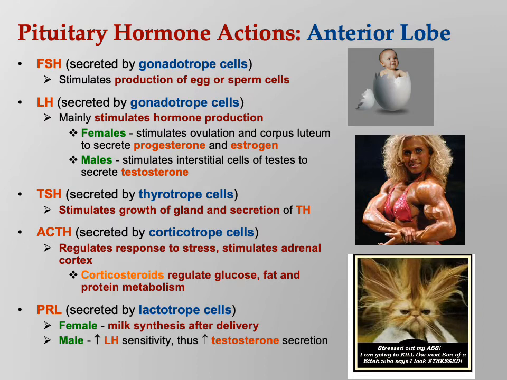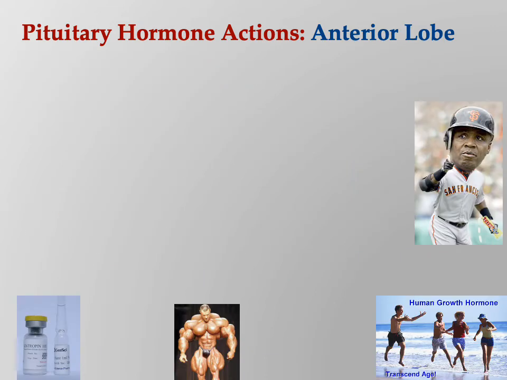So once that little parasite, once you can squirt that little parasite out, there's milk ready for it to feed on, all right? And in the male, it increases sensitivity to luteinizing hormone, and therefore it increases testosterone secretion, okay? So prolactin, basically, it's either the milk or the baby batter, okay? That's what's going on here. Testosterone stimulates the production of the baby batter, okay? So, let's continue with anterior lobe.